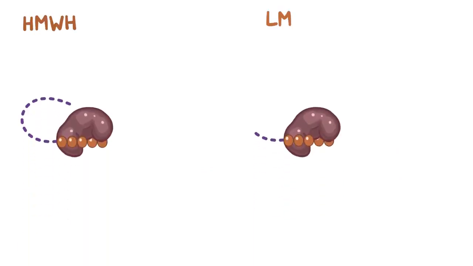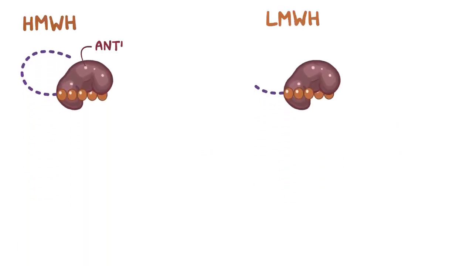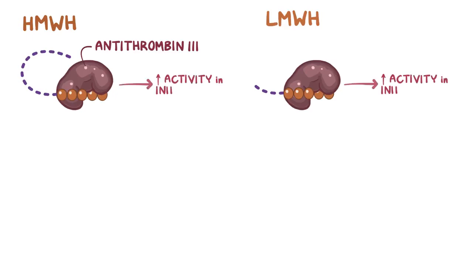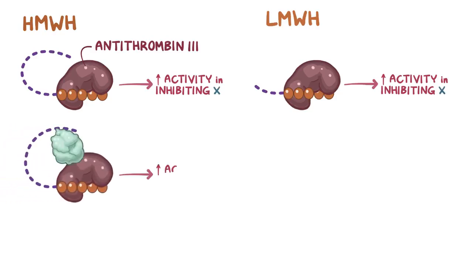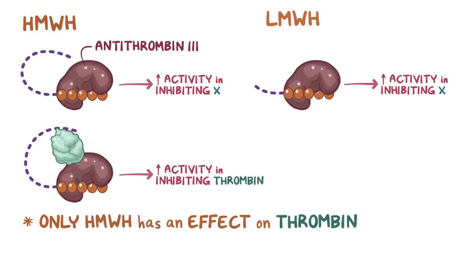Both high and low molecular weight heparins can bind to antithrombin 3 via the pentapeptide region, which causes it to increase its activity in inhibiting factor 10. However, in order to increase antithrombin 3's activity against thrombin, the thrombin needs to bind to the long tail of the heparin, meaning only high molecular weight heparin has an effect on thrombin.